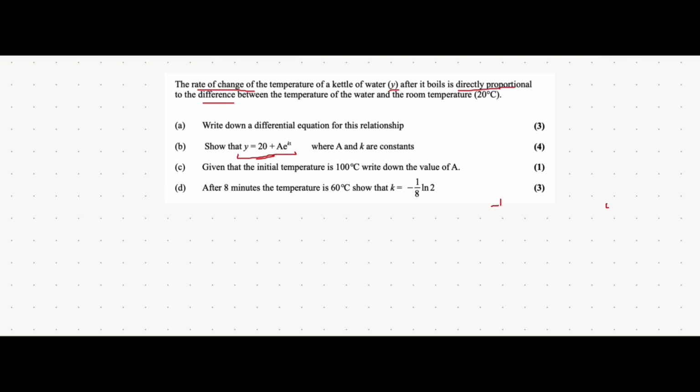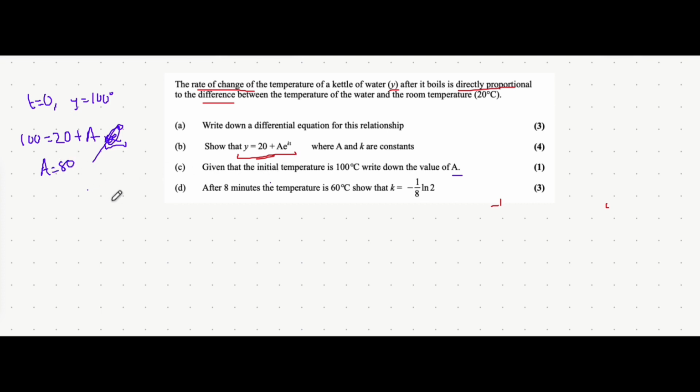So in part C, it tells you that the initial temperature is 100 degrees. That means that when the time is 0, when t equals 0, the temperature y is equal to 100 degrees. And we can use that to find the value of the constant a. So let's do that. Replacing y with 100 in this equation is equal to 20 plus a multiplied by e to the power of kt. And because you're doing k times 0, e to the power of 0 is just equal to 1. That means that 100 is equal to 20 plus a, in which case we subtract 20 from both sides and we get a is equal to 80.